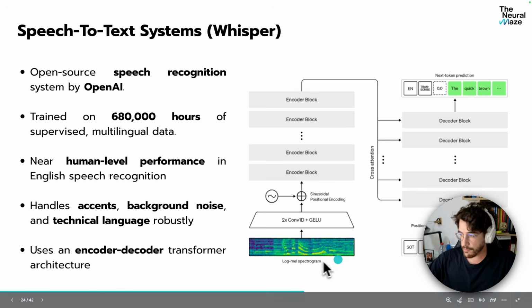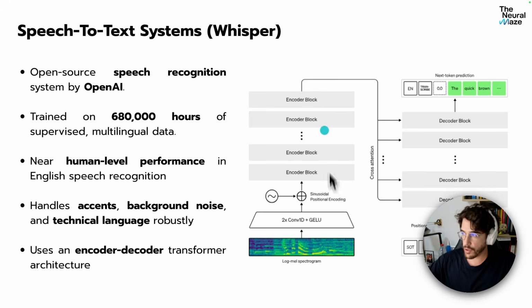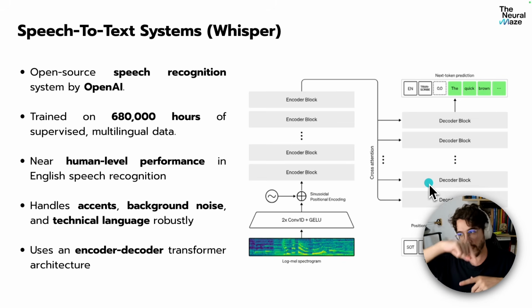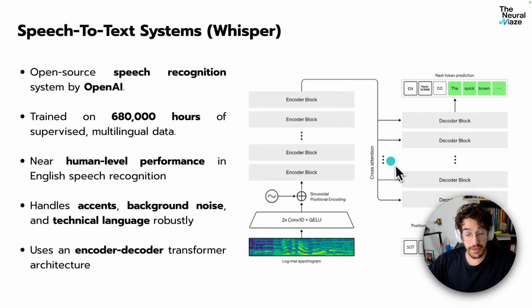So yeah, we are inputting the logMel spectrogram, and here we have a set of encoder blocks, and then this cross attention layer that is just going to connect the encoding sequence of blocks to the decoding sequence of blocks. And finally, we're just generating the output.